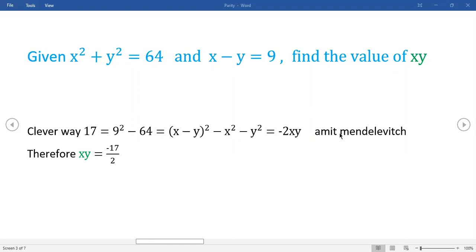This wasn't my idea. This guy, Amit Mendelevitch, I think, solved this problem on Flammable Maths. And on Flammable Maths, they did find the points where the line intersected the circle, and they came out to be nice integer values. But I thought, well, what if they don't come out to be nice integer values? And that's this type of problem right here.